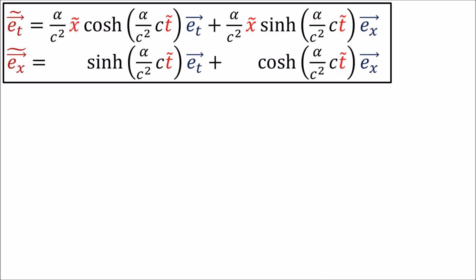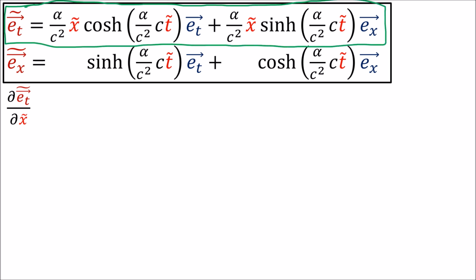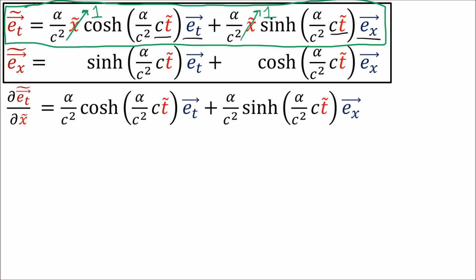So looking at the derivative of e t tilde in the x tilde direction, we can treat ct tilde as constant since it is an independent variable, and we can treat e t and e x as constant since they are inertial basis vectors. This means that we just differentiate with respect to x tilde, which means the x tildes in this formula go to 1. And the result we get is just the e t tilde basis vector divided by x tilde.